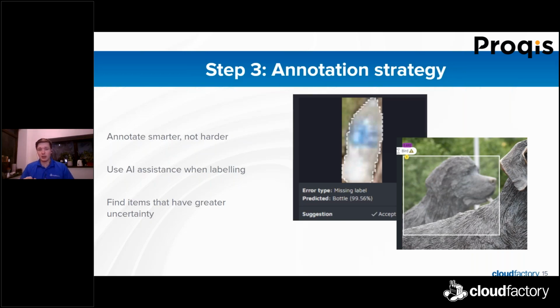Knowing what extra data you need is incredibly useful. When we work on projects and we're trying to build out AI models, what we like to do is work on an active learning approach.